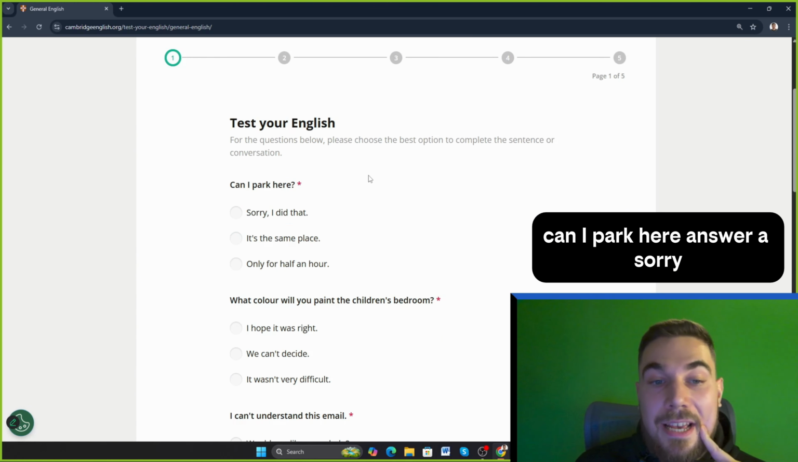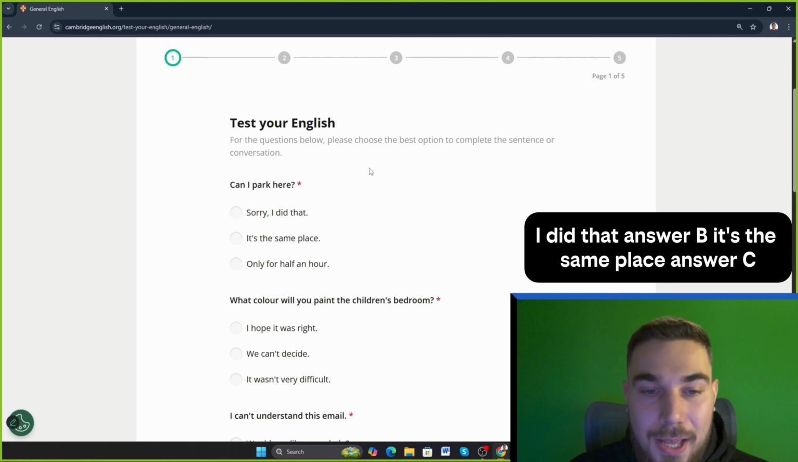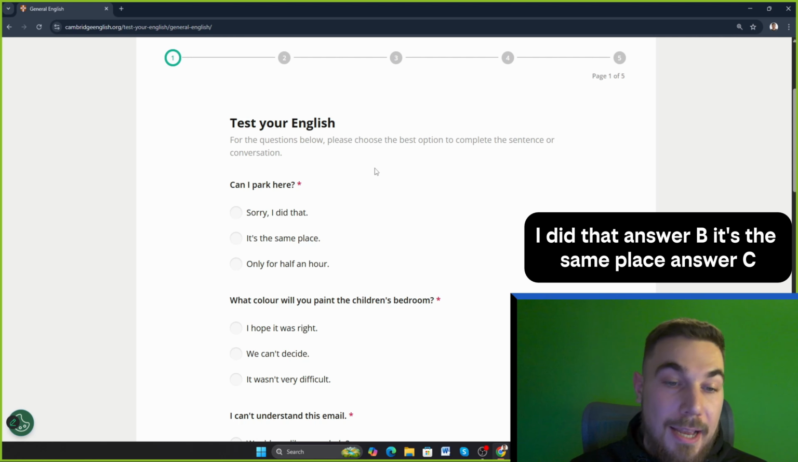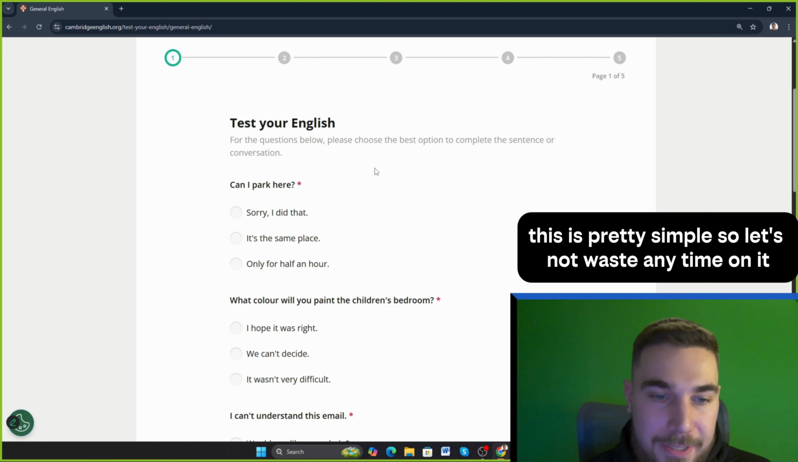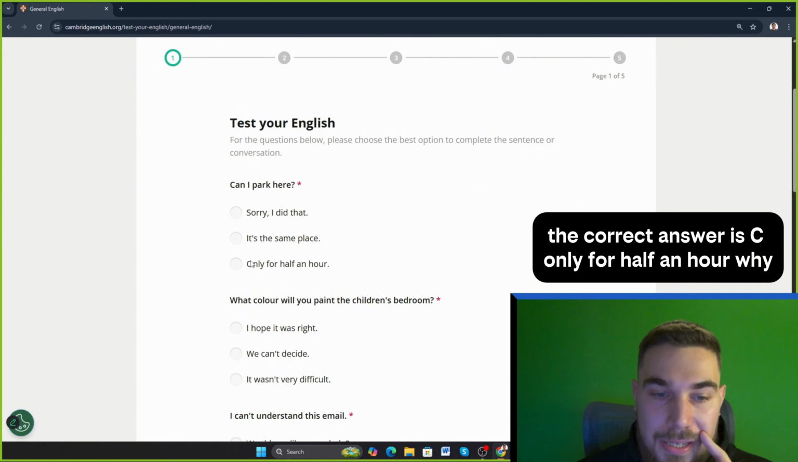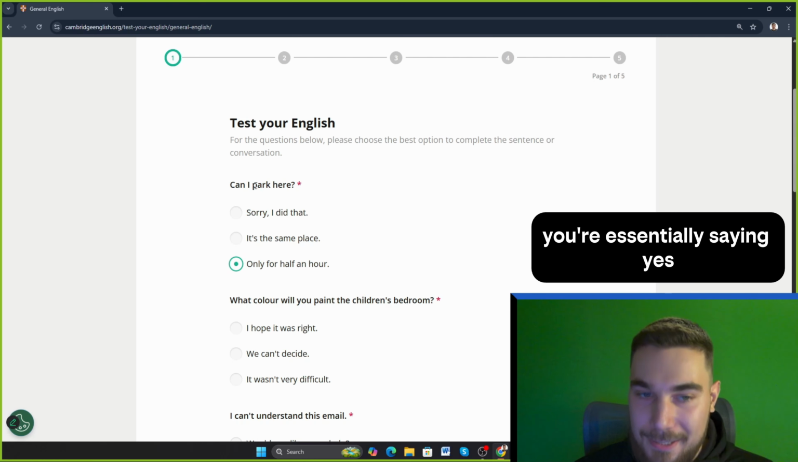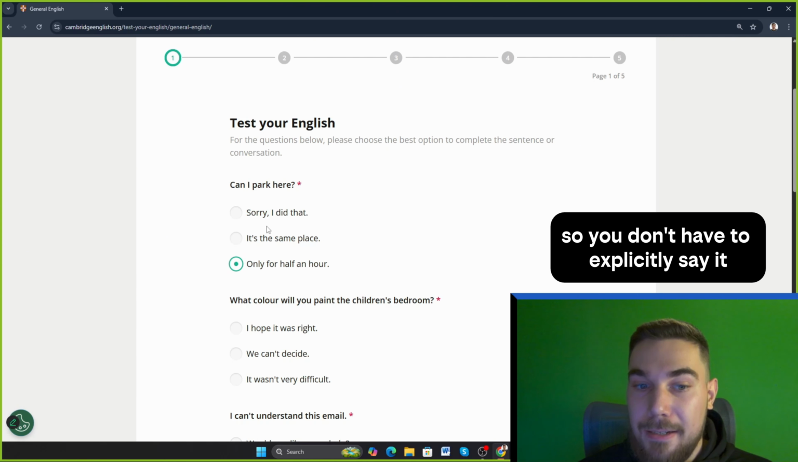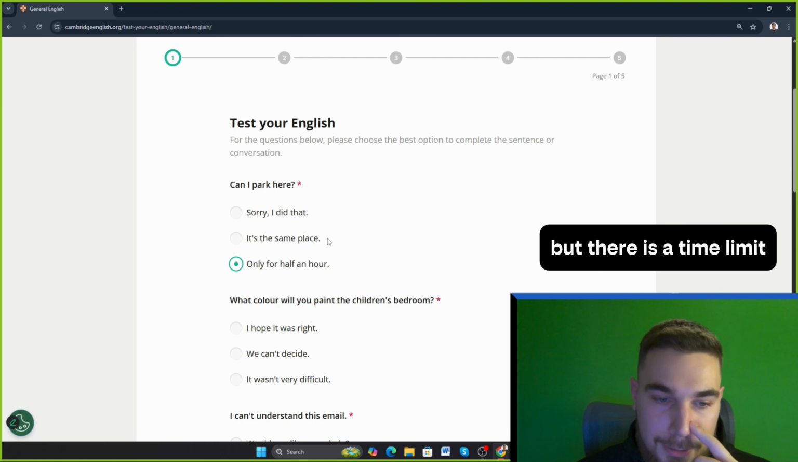Question 1 says, can I park here? Answer A, sorry, I did that. Answer B, it's the same place. Answer C, only for half an hour. This is pretty simple, so let's not waste any time on it. The correct answer is C, only for half an hour. Why? Because by telling the person only for half an hour, you're essentially saying yes, so you don't have to explicitly say it. You are implying it's okay, but there is a time limit.